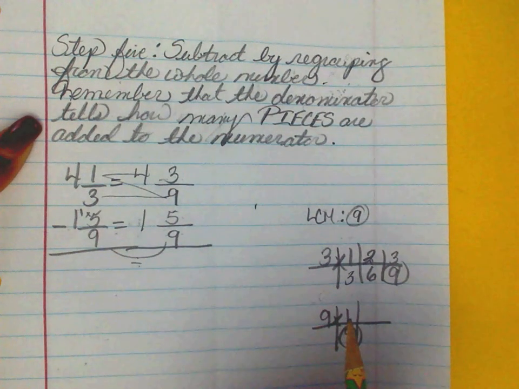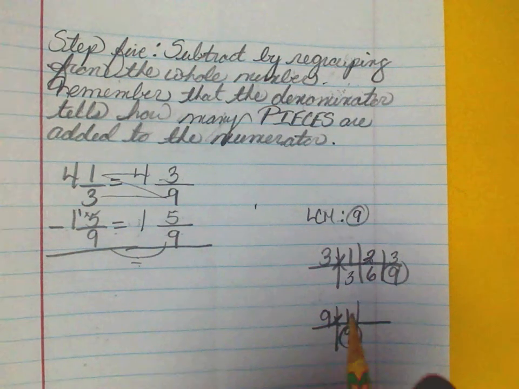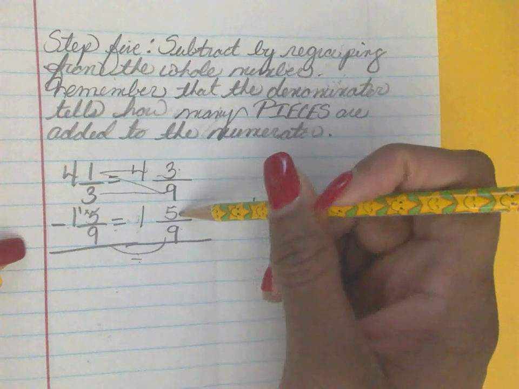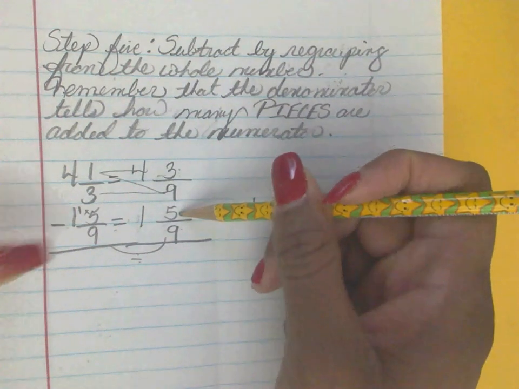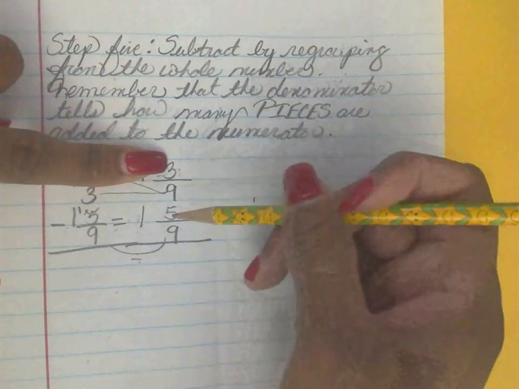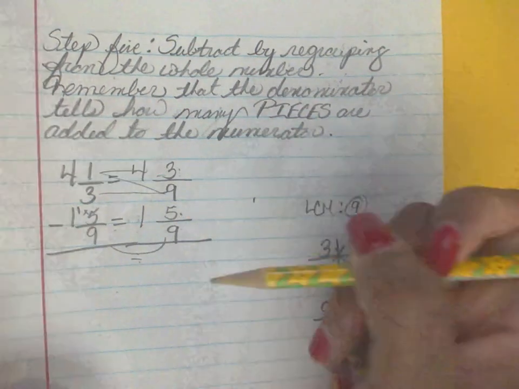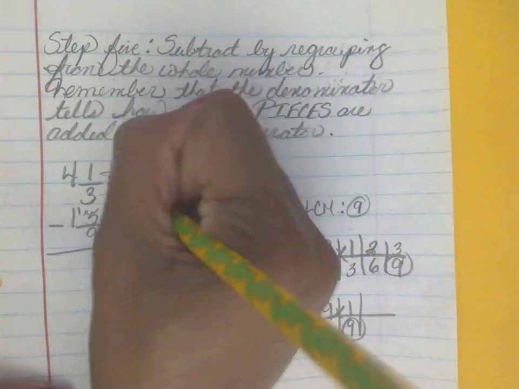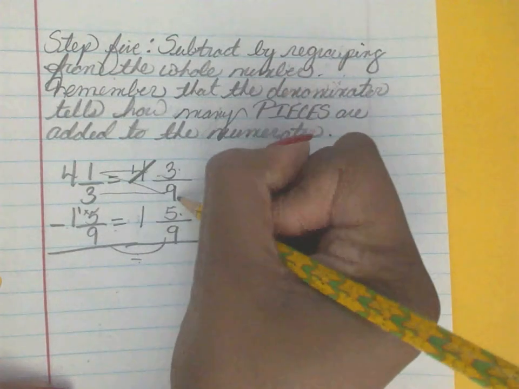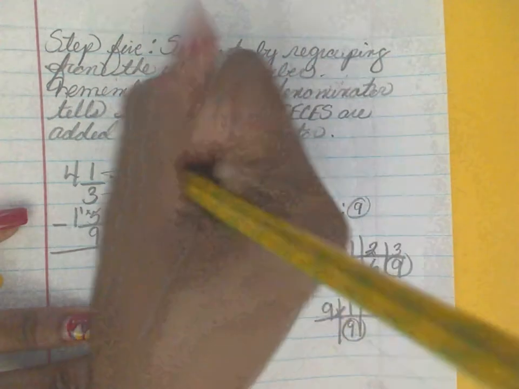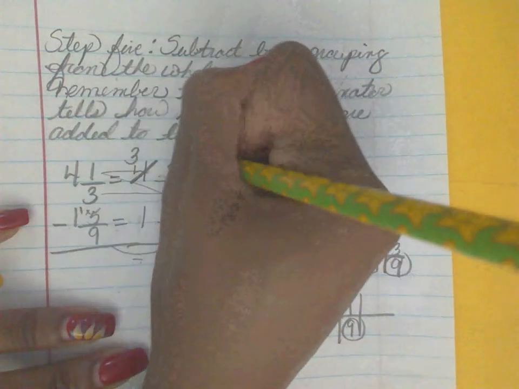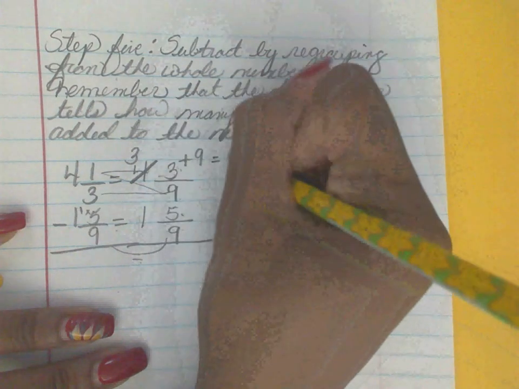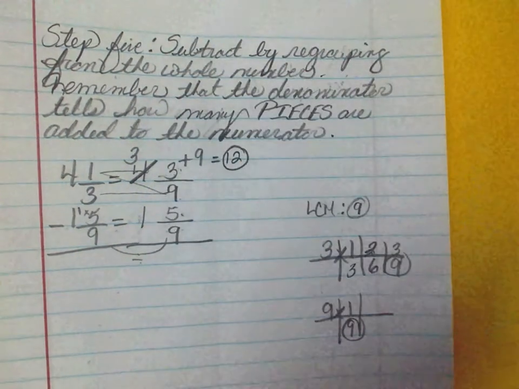Now let me make this clear. Always check if this numerator is smaller than this numerator, you will regroup if it's subtraction. If the numerator is bigger than this numerator, you don't have to regroup. But in this case, I must regroup. We regroup by taking not one, but one whole. And one whole, in this case, because of our denominator, is 9 over 9. So that means I took one whole and I added 9 pieces to this. And 3 plus 9 is 12. Okay? Step 6. We're almost there.